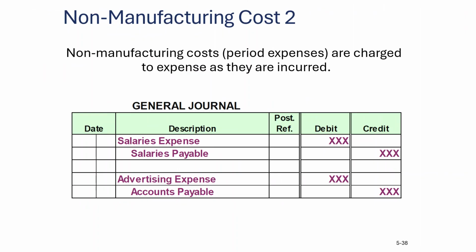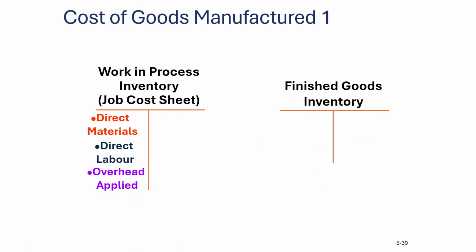So the journal entry is anytime you're making payment to your office staff or your advertisement expenses, you debit the salaries expense, debit the advertisement expense, and credit the payable or cash depending on how you're paying it. Okay.